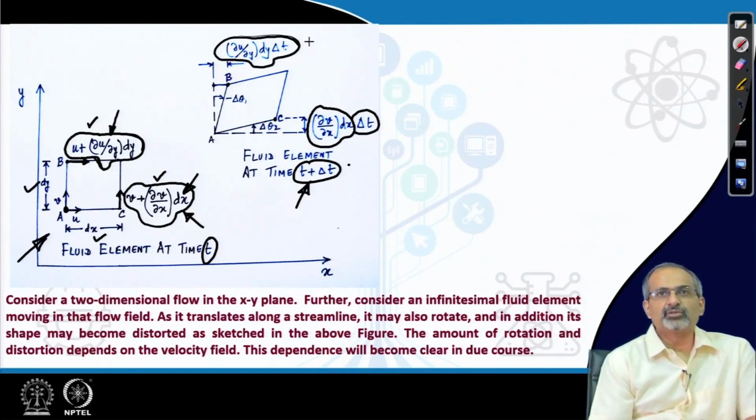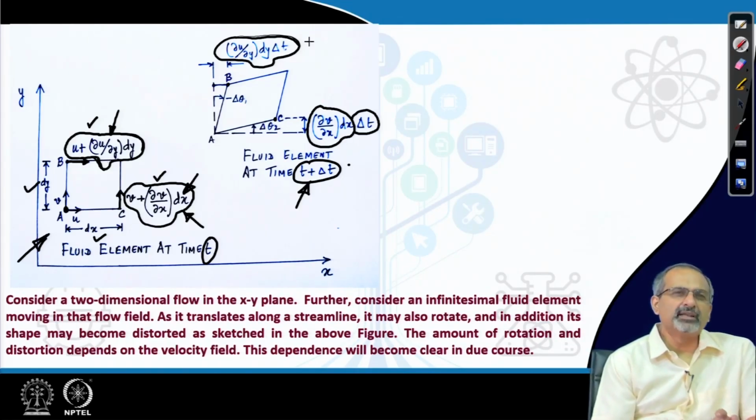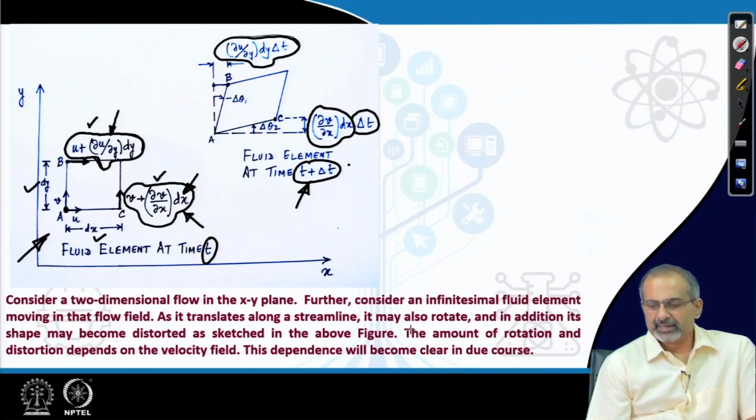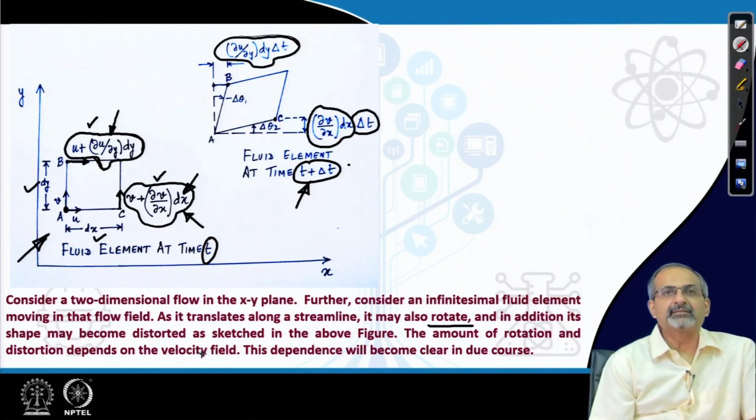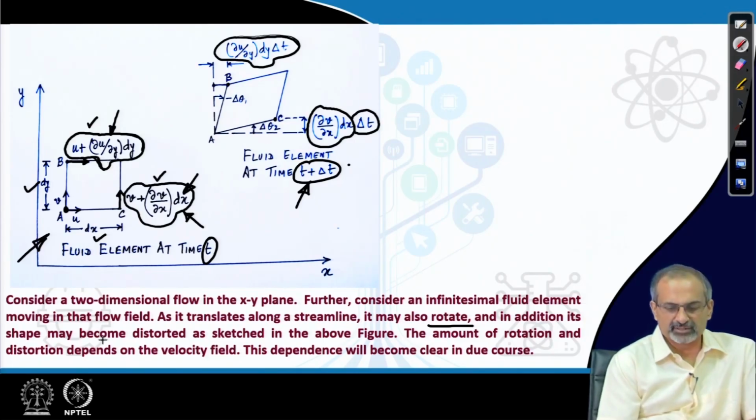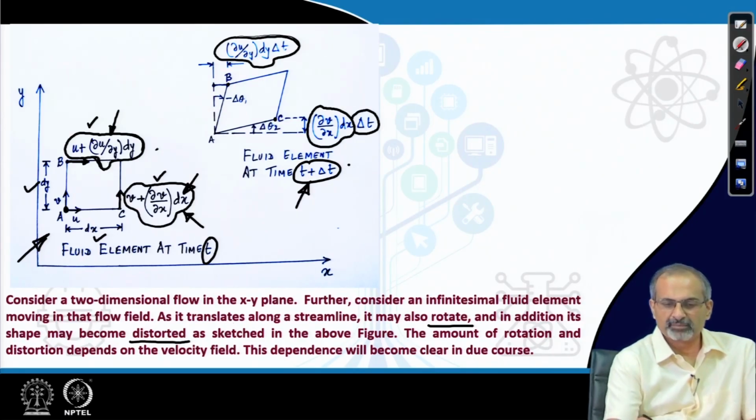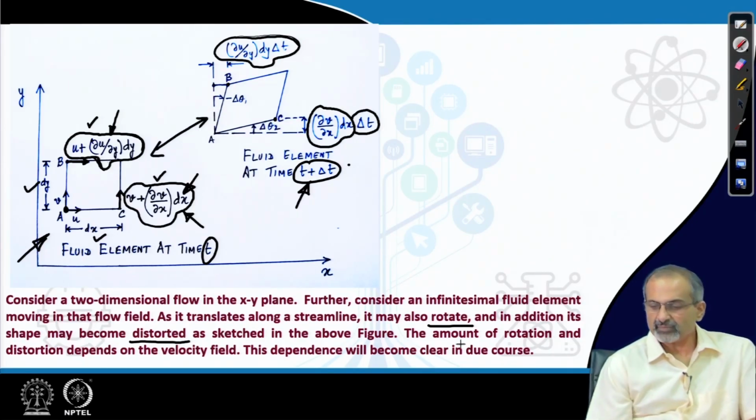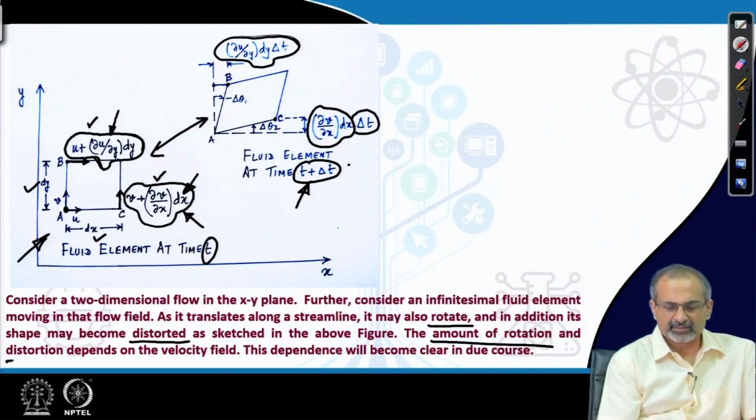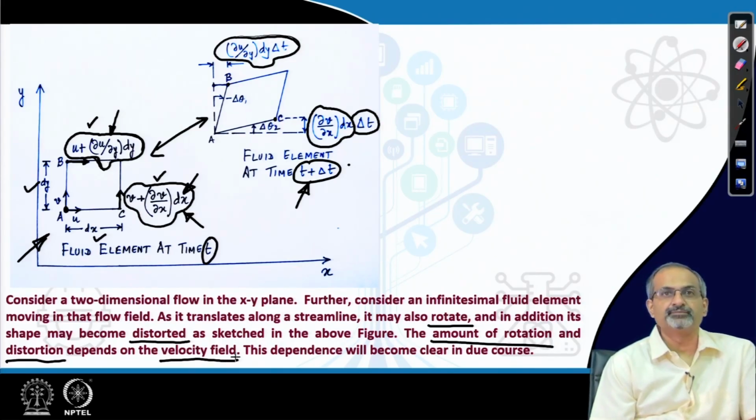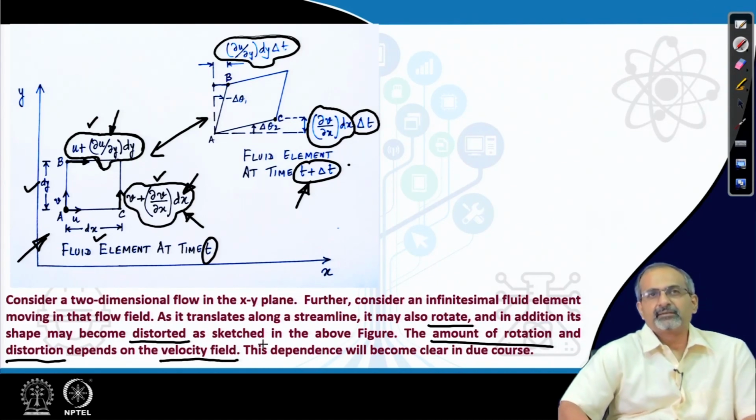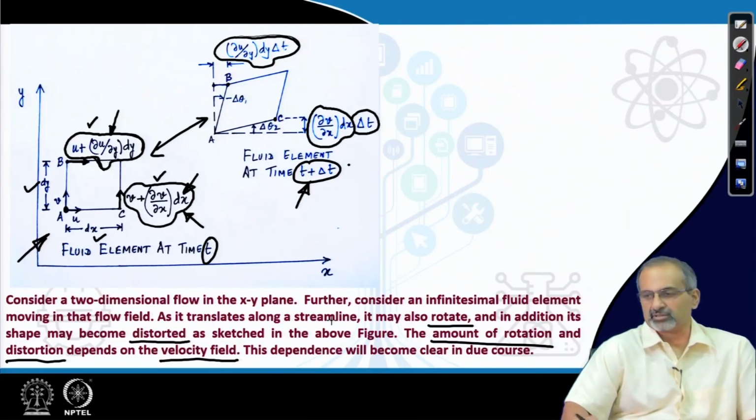So, what we found through this diagram was that as the fluid element translates along a streamline, it can rotate, and in addition its shape may become distorted, which is apparent from this sketch. When you compare between these two geometries, the amount of rotation and distortion depends on the velocity field, and as we take the analysis forward, it will become clear in due course that the velocity field is influencing the rotation and distortion.